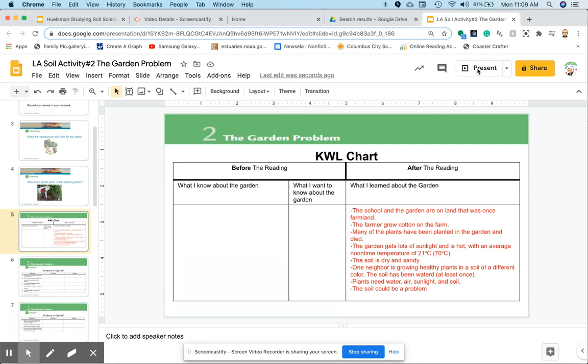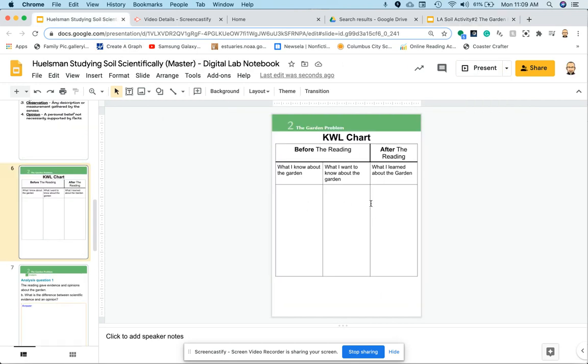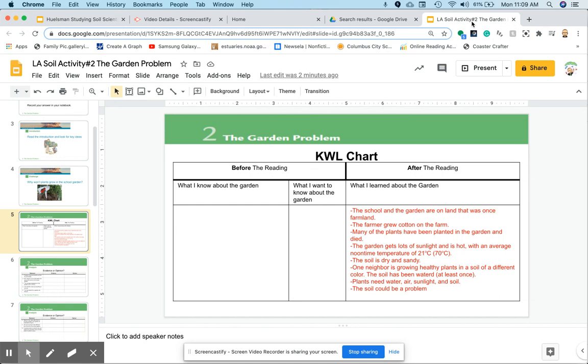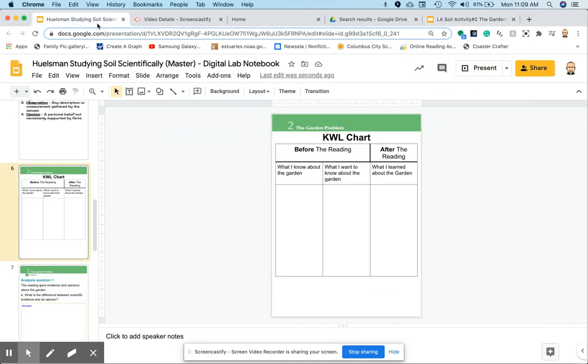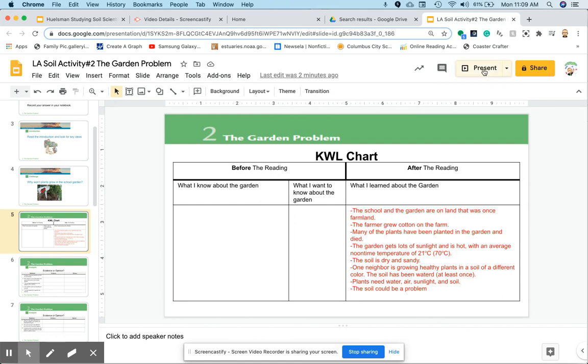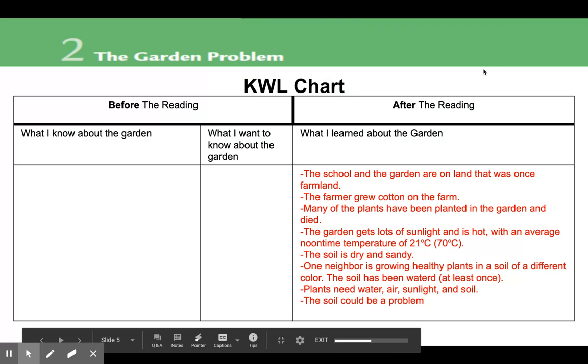And again, this is the chart in your notebook. That's what it should look like. Now it looks a little bit different on my screen because I'm presenting it to you in a different way. So this is what mine looks like. Just know that I'm referring to this sheet, slide 6 in your notebook, that you should have filled out.